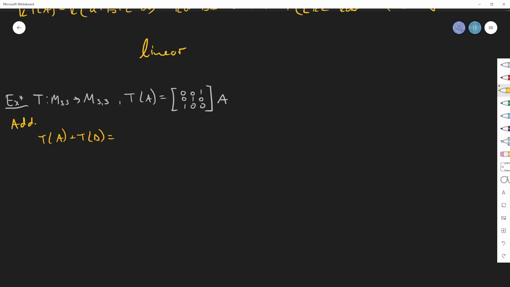Well, that will give you 0, 0, 1, 1, 0, 1, 0, 1, 0, 0 multiplied by A. Then the same thing, 0, 0, 1, 0, 1, 0, 1, 0, 0 multiplied by B. Well, do we have to do the multiplication? If you want, that's up to you.